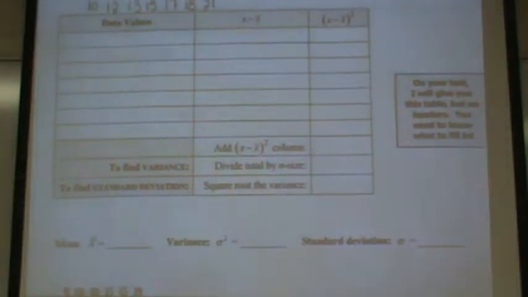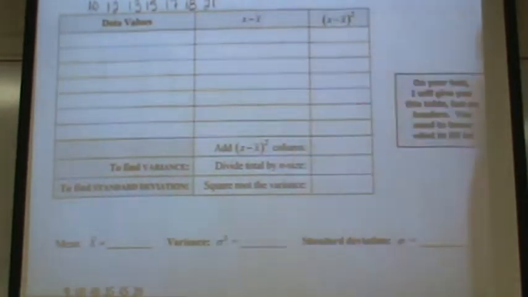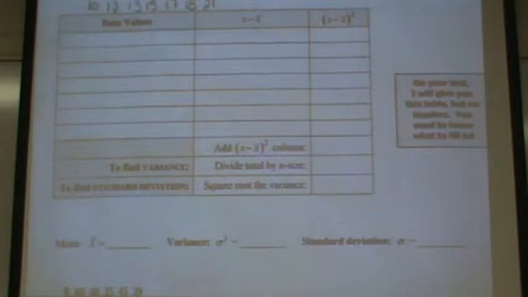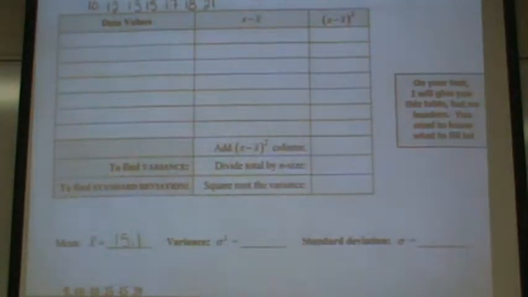So again, the first thing you want to do is find your mean. So x bar, when we add up all of these points, and we divide by 1, 2, 3, 4, 5, 6, 7, again, you should get 15.1. So your mean is 15.1. And again, that's adding up your data values and dividing by the total number of data values.